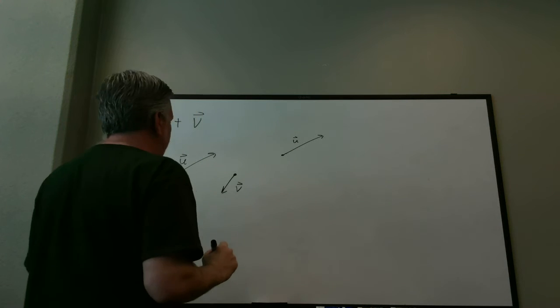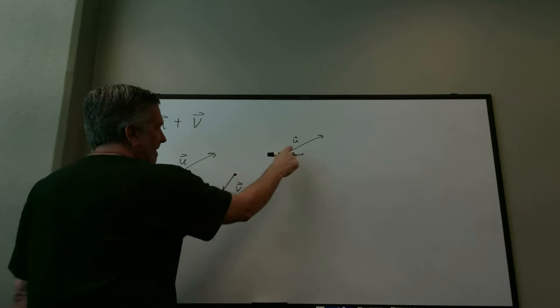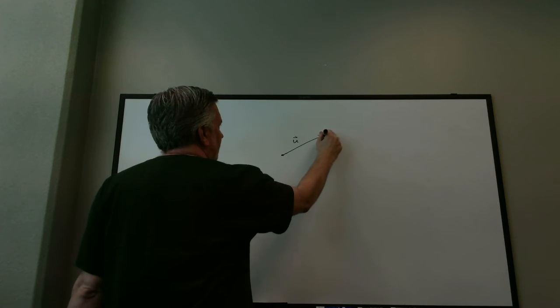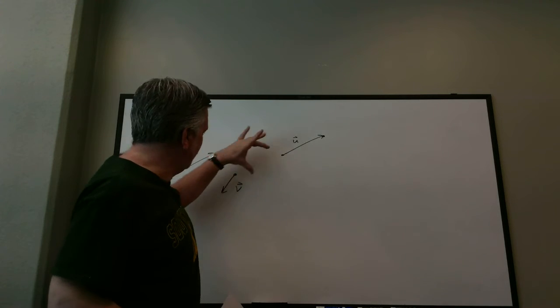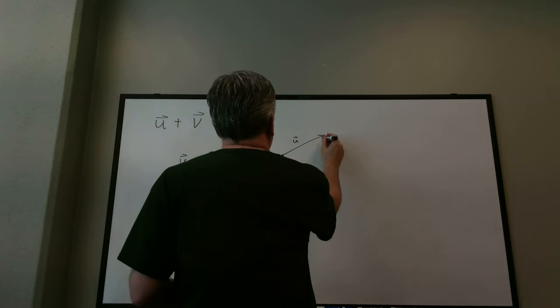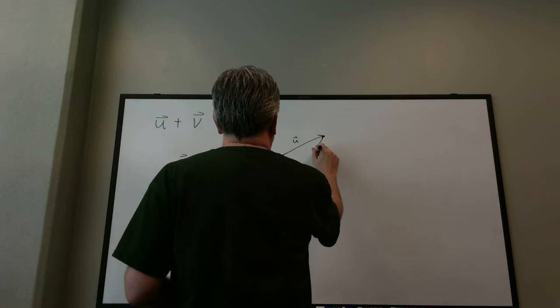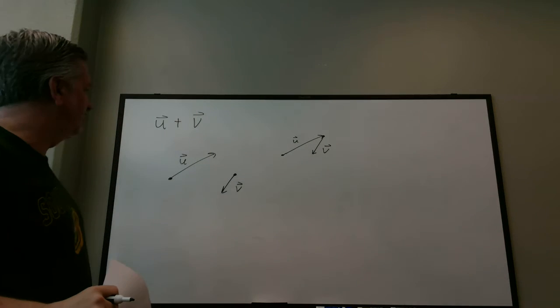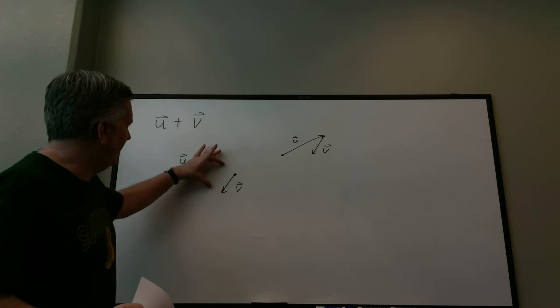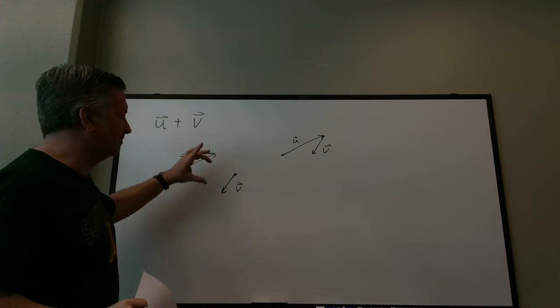Okay, there's u. So I'm going to take the point here and put it at the end. Now, what does it mean for two vectors to be equal? If I want this to be v, I have to make it the same length and same direction. So something like that, okay, that's not bad. You see what I've done? I've just moved this vector to here and I kept it parallel.